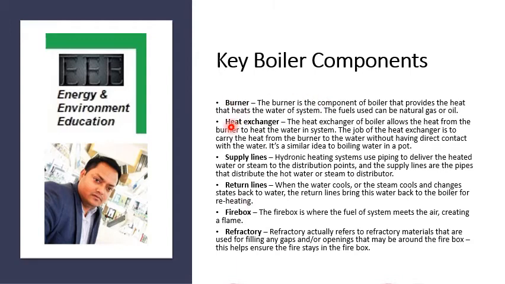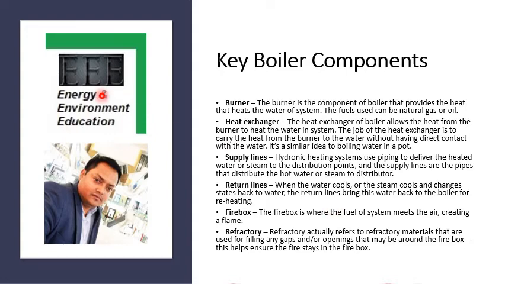So the burner you understood, the heat exchanger, I think you must have understood. Supply lines are the distribution lines where the steam is distributed to the different areas inside the plant, friends. Return lines: when the steam condenses, or returns back to the normal state as water, that can be recovered as feed water. Those things can also be used for reheating the water. That is the return lines. The firebox is the area inside the combustion chamber, inside the boiler. And the refractory is the material used to fill the gaps or openings so that no heat loss takes place inside the boiler heating chamber, friends. So this is all about the key components of the boiler.